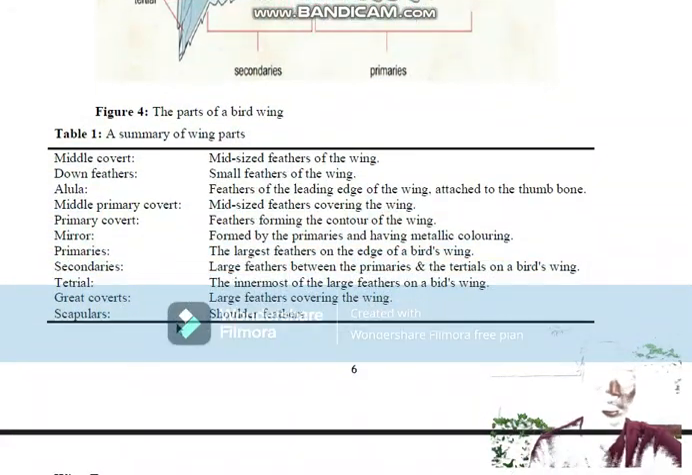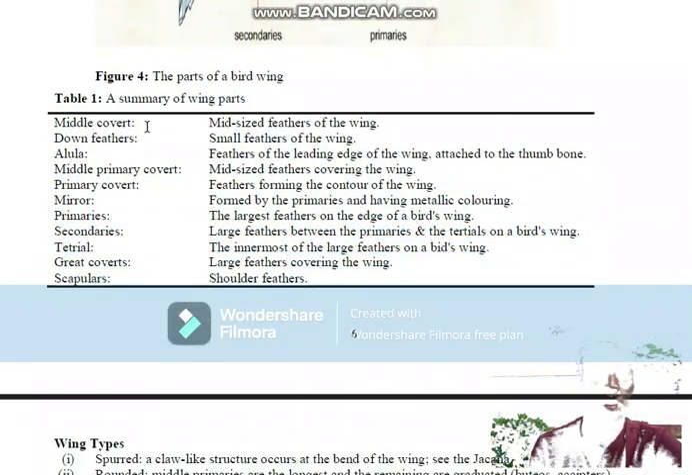Here is just a summary of the wing parts. We have the middle covert, which is the mid-sized feather of the wing. We have the down feathers, small feathers of the wing, and the alula. These are at the leading edge of the wing, and we have the middle primary covert, which are mid-sized feathers covering the wing, and the primary covert, the feathers forming the contour of the wing.